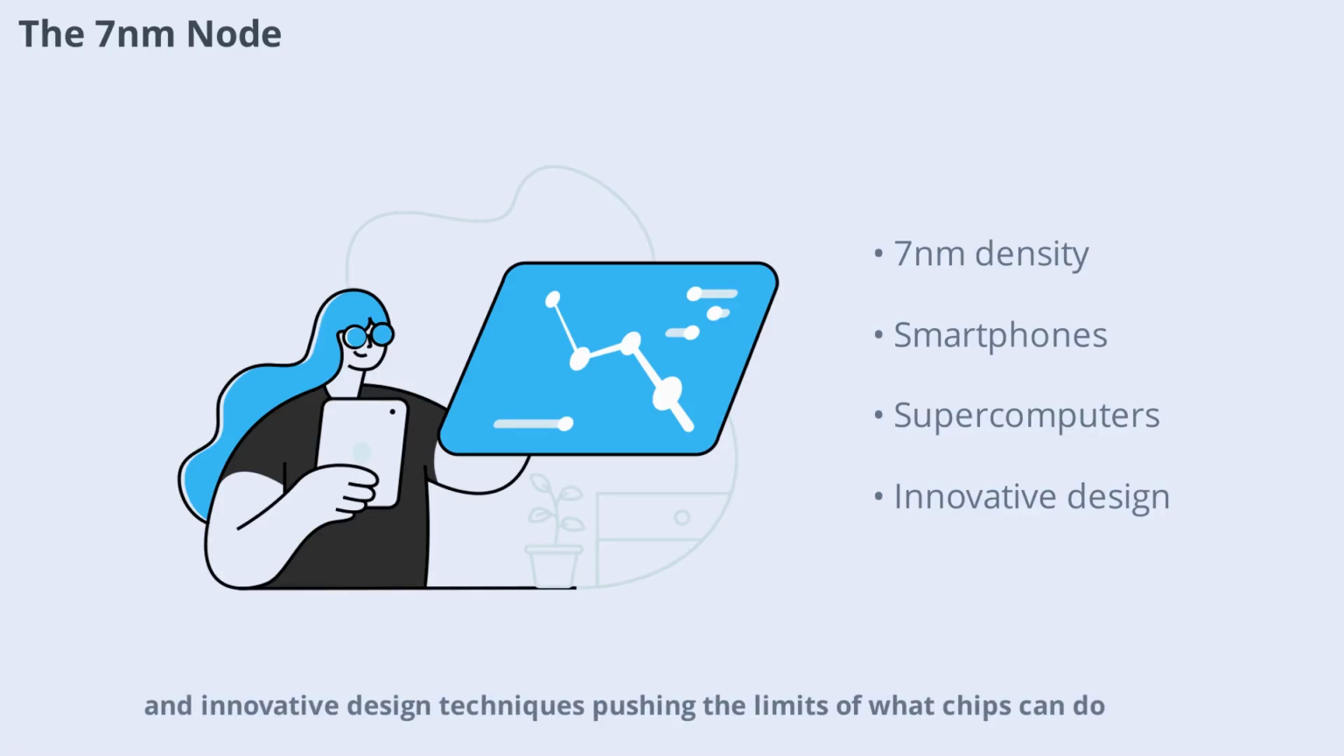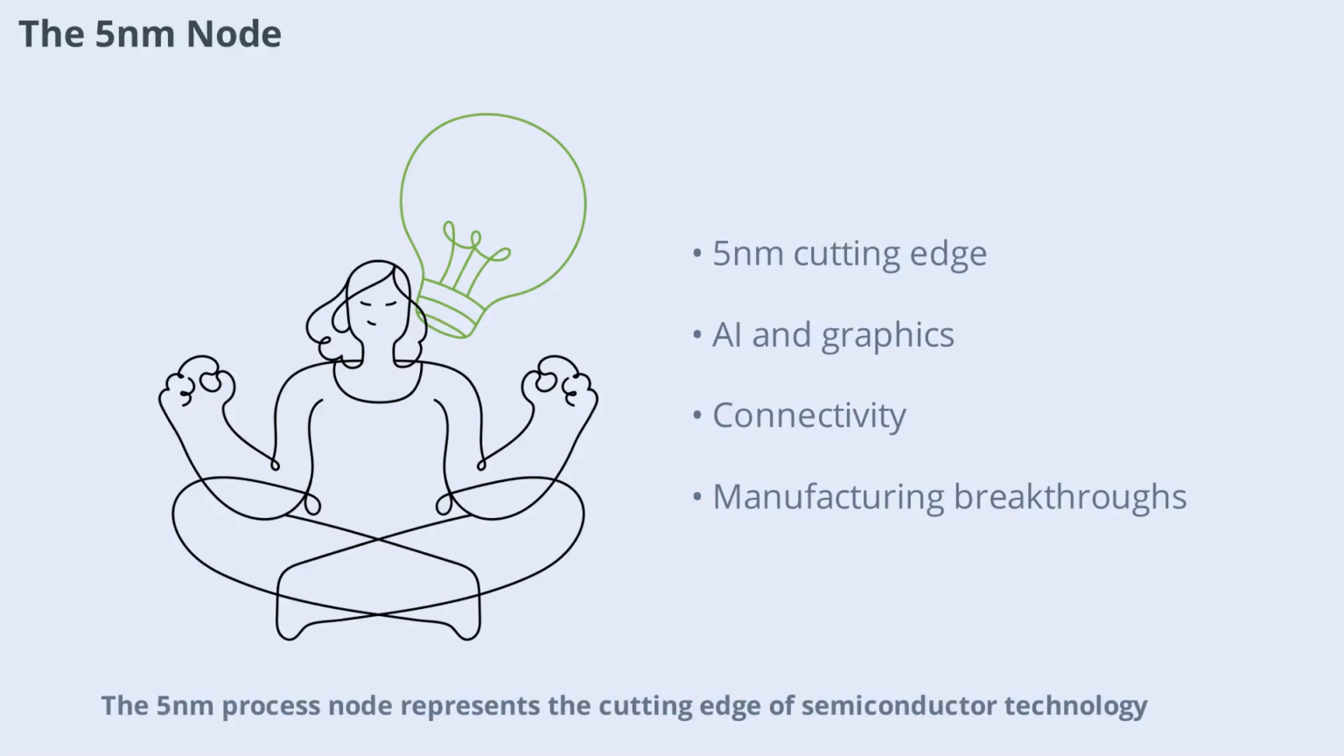The 5 nm process node represents the cutting edge of semiconductor technology. Chips at this scale are incredibly powerful and efficient, supporting advanced AI, graphics, and connectivity. The 5 nm era is marked by breakthroughs in manufacturing, enabling new possibilities for devices and applications.